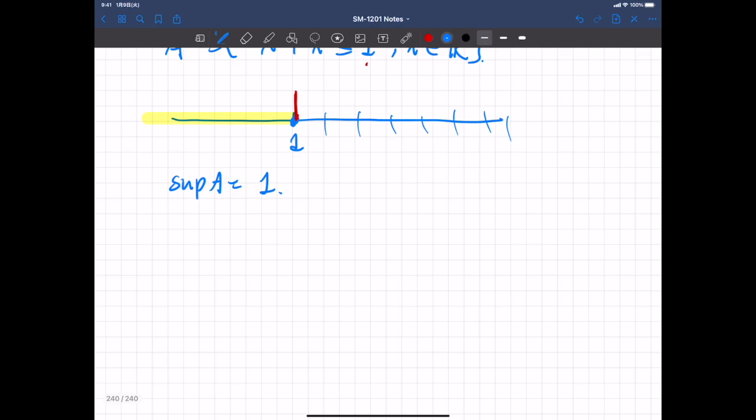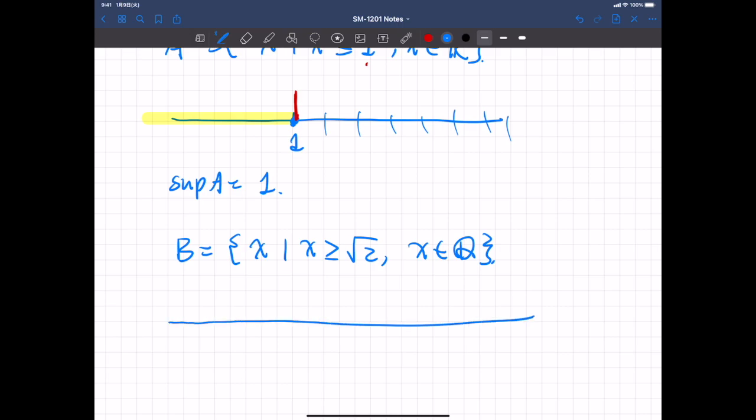Okay? And next example, B, is a set of rational numbers x which is greater than or equal to square root of 2. And x is a rational number. Okay? Then let's see. So if this is square root of 2, set B is somewhere here. But it includes only rational numbers, okay? So this square root of 2 itself is not included.